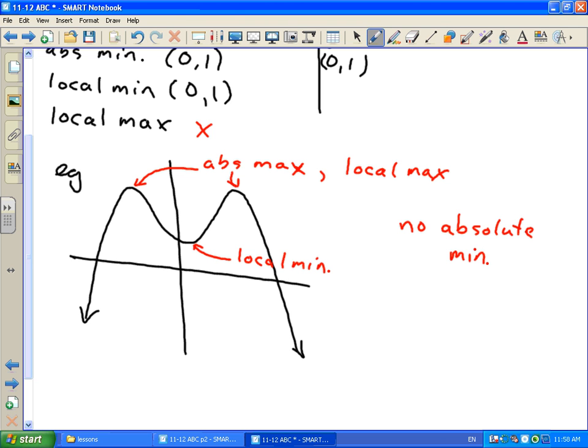Does that mean for the first example, where the absolute maximum was 8 when x equals 6, is that also a local maximum then? Yeah, I guess you could say that is also a local maximum. Yeah, it would be. Richard?